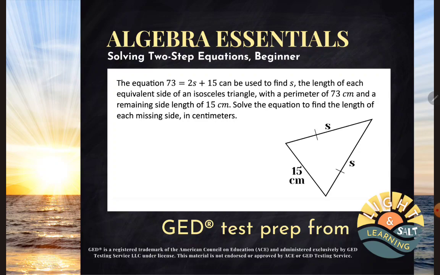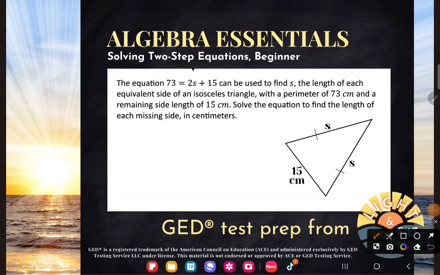Let's look. It says the equation 73 equals 2s plus 15 can be used to find s. And I say, well, yeah, duh, it can be used to find s. That's an equation. It has one letter in there, s. So if I were to solve for s, I would be finding s. But then it tells us what s is. It says it can be used to find s, the length of each equivalent side of the isosceles triangle.